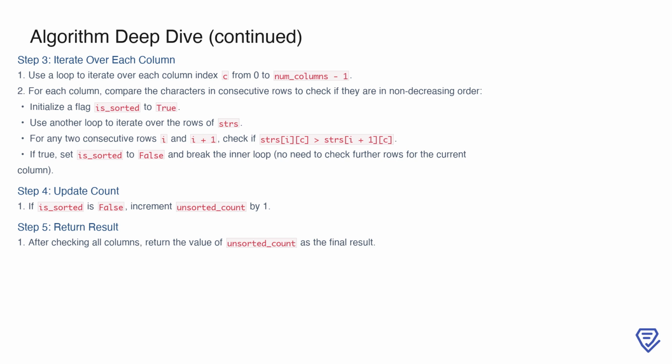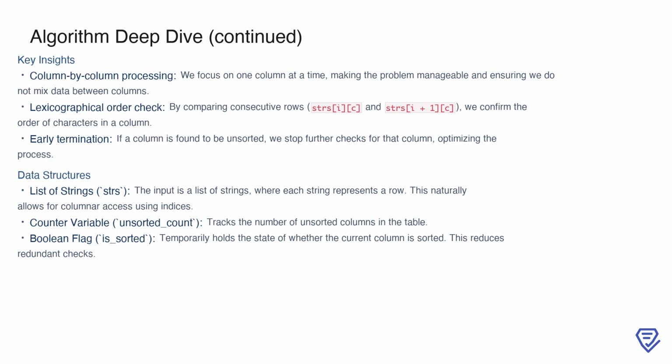The approach we use to solve this problem is both systematic and efficient, focusing on one column at a time. This column-by-column processing ensures that we handle the data in a structured way and avoid mixing information between columns. The key operation here is the lexicographical order check, which involves comparing characters in consecutive rows for each column. By checking if the character in the current row is greater than the character in the next row, we can determine whether the column is sorted.